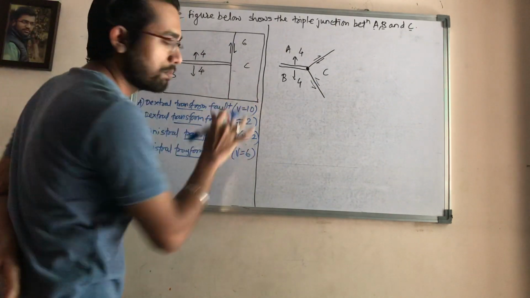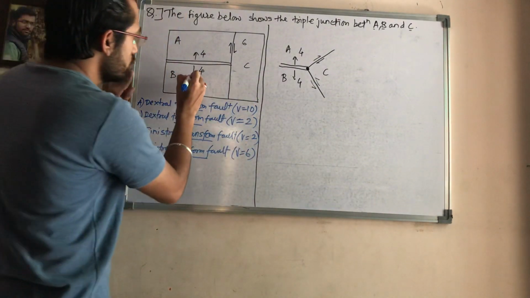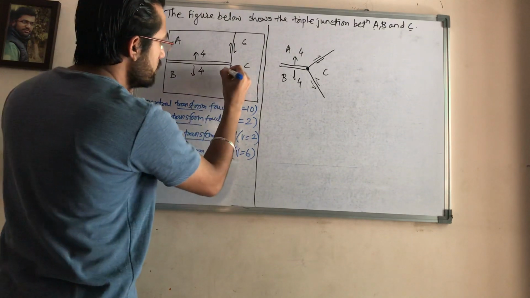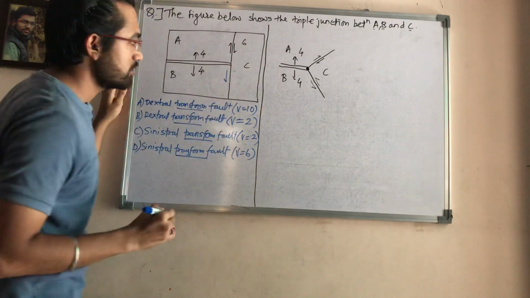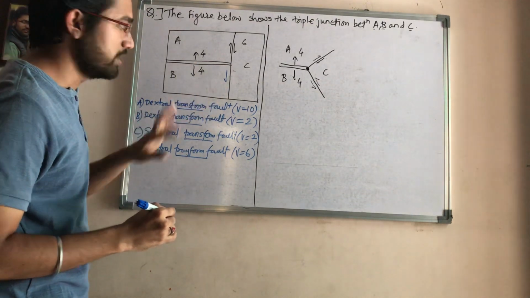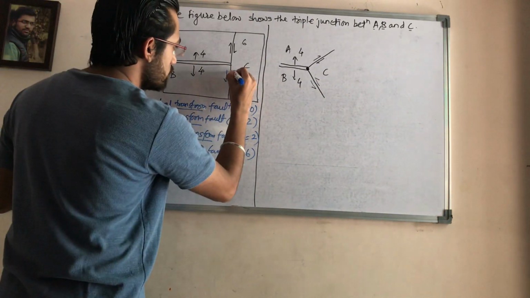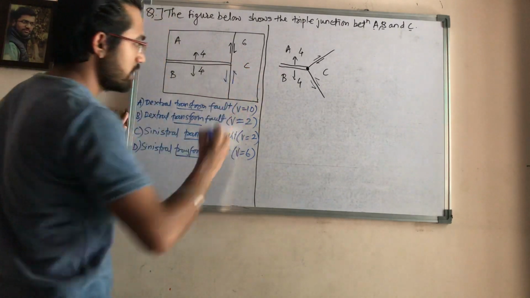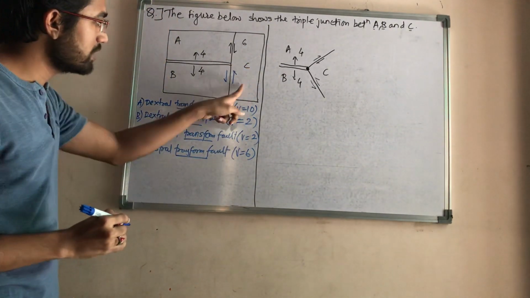Now apply the direction. So this is the direction of spreading. Similarly your direction of spreading like this. Same direction for plate B. Now if this is the direction for plate B, so your direction for plate C should be like this.